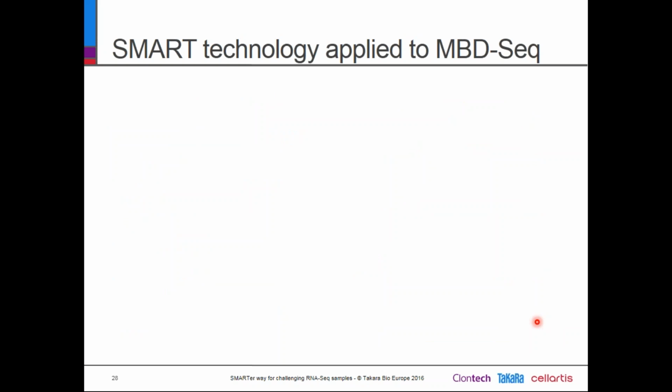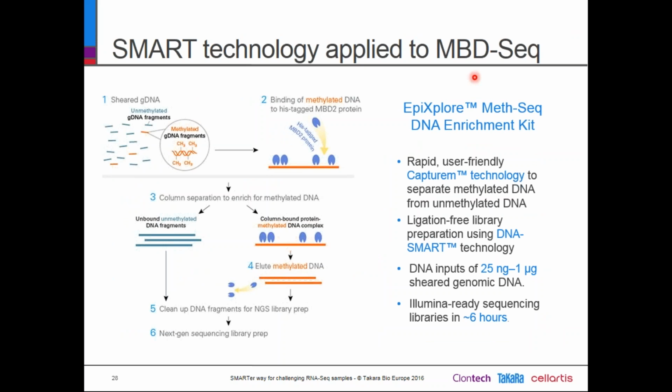So very recently we have also applied this technology to enable the analysis of genome methylation, and more specifically to do MBD-seq. MBD stands for methyl binding domain protein, and these are proteins that interact specifically with methylated DNA. In the specific case of the EPIXPLORE METH-seq DNA enrichment kit, we are using MBD2 protein, which is known because it interacts with high affinity with CpG islands in the methylated DNA.